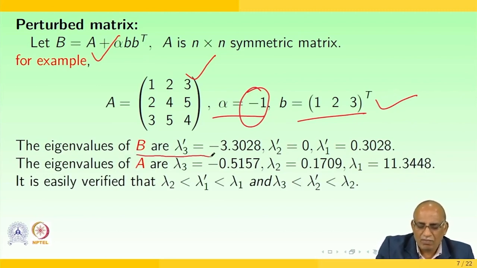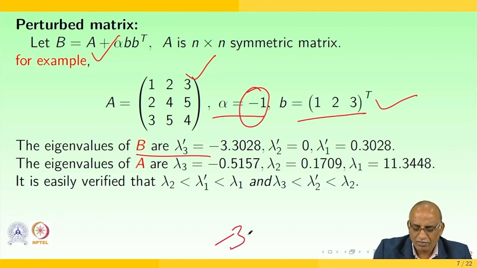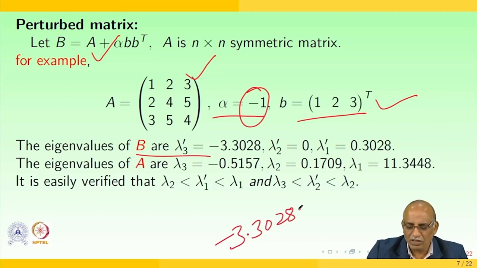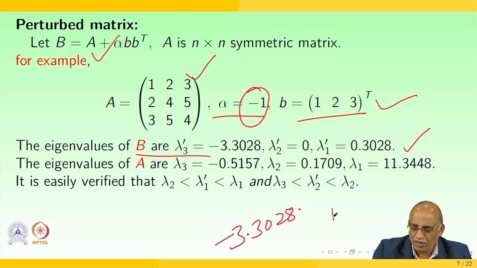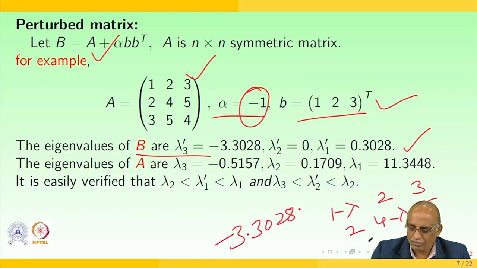The eigenvalues of B are lambda 3 prime is equal to minus 3.3028, lambda 2 prime is 0, and lambda 1 prime is 0.3028. Whereas the eigenvalues of A, you can write it as the determinant of 1 minus lambda, 2, 3; 2, 4 minus lambda, 5; 3, 5, 4 minus lambda. This determinant is equal to 0.